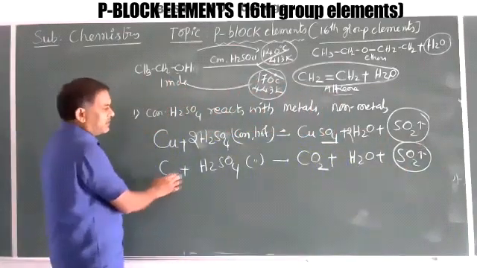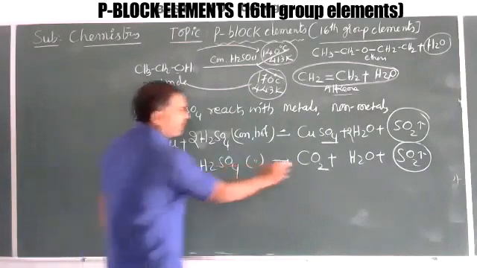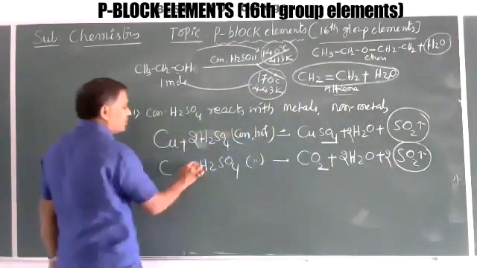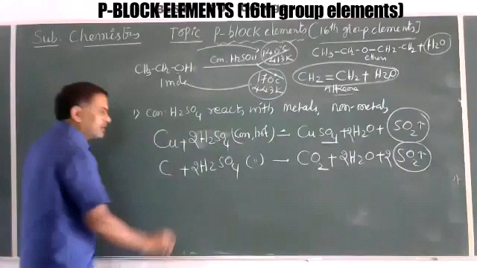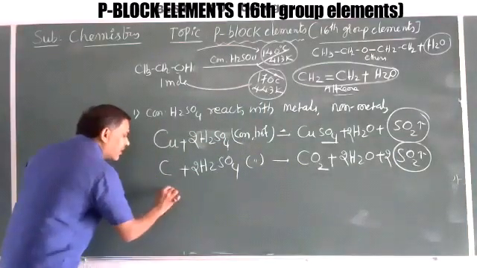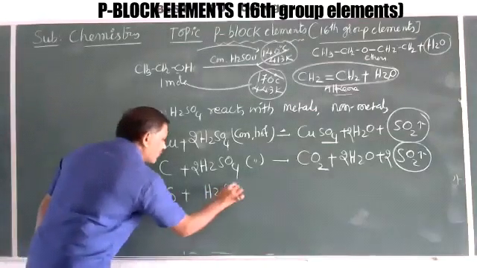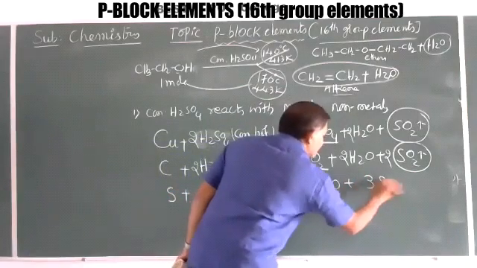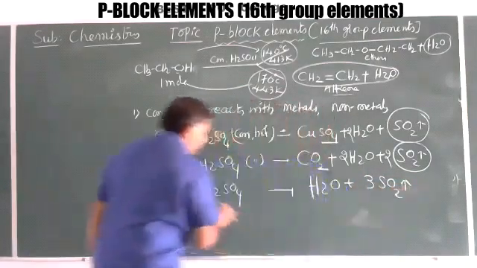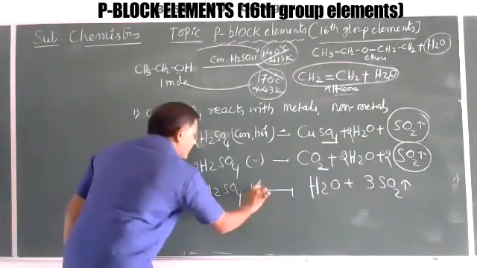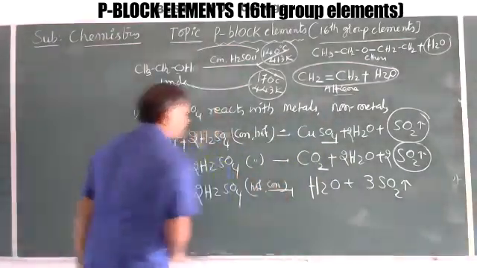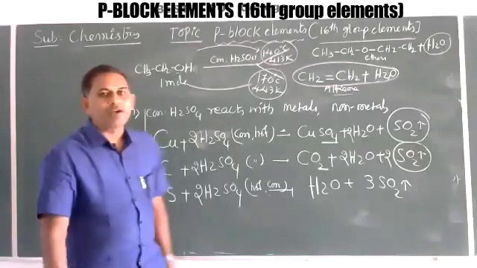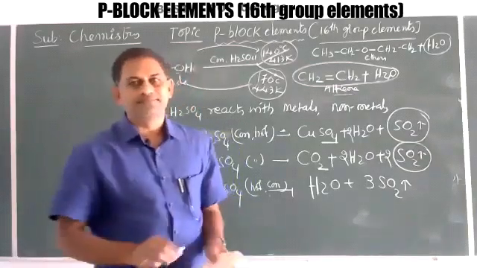Here carbon dioxide and sulfur dioxide, taking 2 moles of this. Also sulfur reacts with concentrated H2SO4, sulfuric acid, and gives water plus 3SO2, sulfur dioxide gas is liberated. Take here 2 moles of hot and concentrated sulfuric acid. These are some important chemical properties of sulfuric acid, concentrated sulfuric acid.